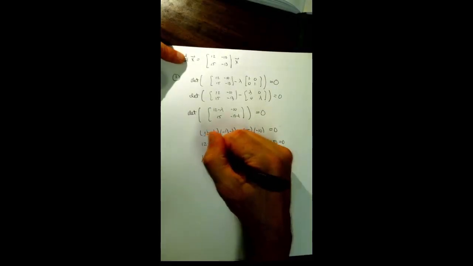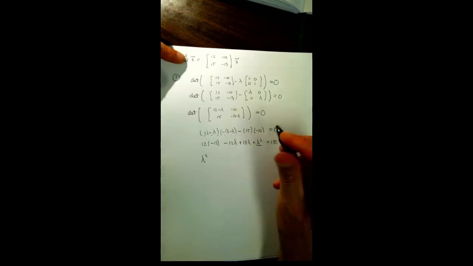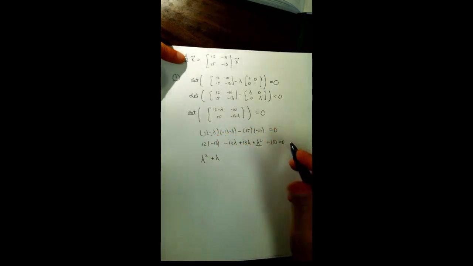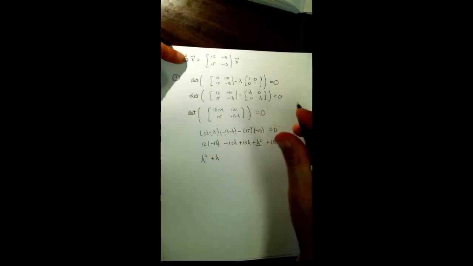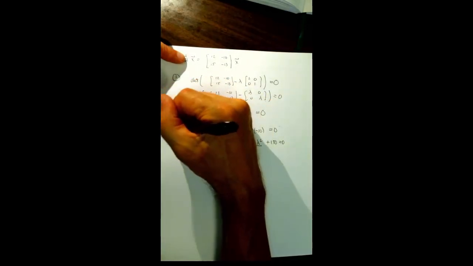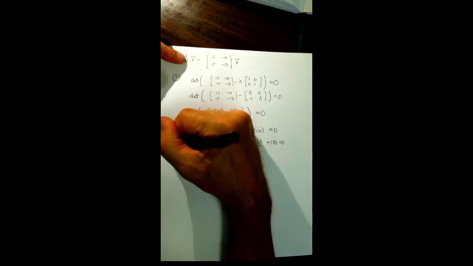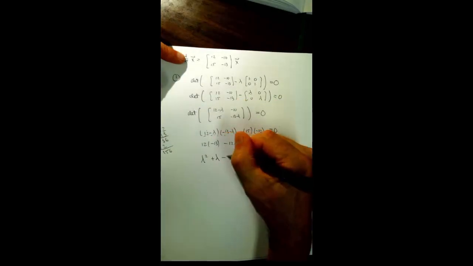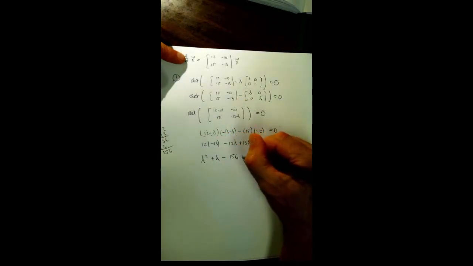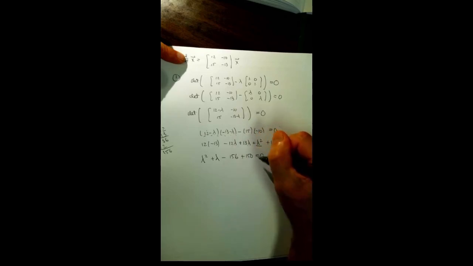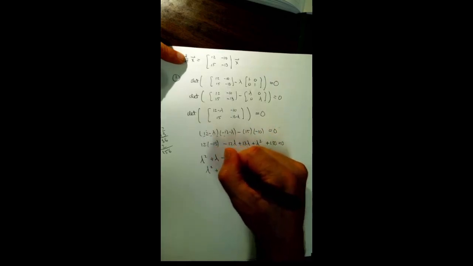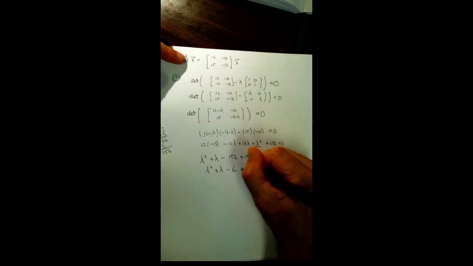So I've got lambda squared. 13 lambda minus 12 lambda is plus lambda. Let's see, 12 times 13. This is going to be 36, 12, so that's 156. So minus 156 plus 150 is 0. So I get lambda squared plus lambda minus 6 is 0.